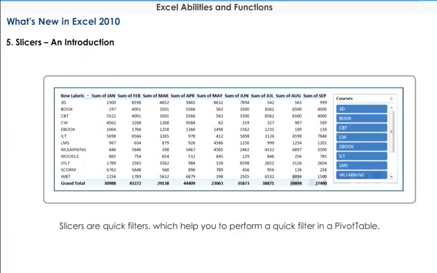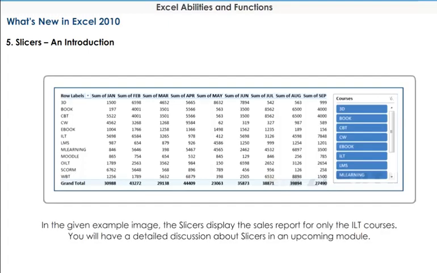Slicers, an introduction. Slicers are quick filters which help you to perform a quick filter in a pivot table. In the given example image, the slicers display the sales report for only the ILT courses. You will have a detailed discussion about slicers in an upcoming module.